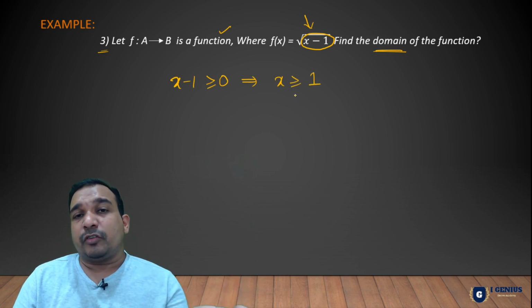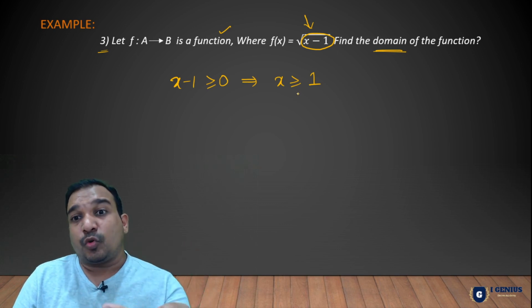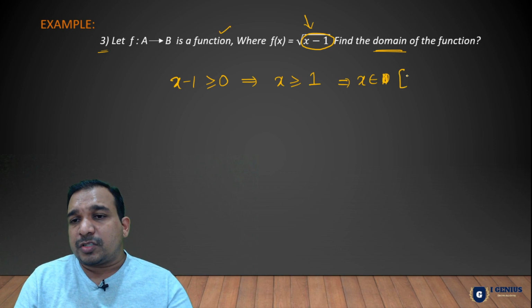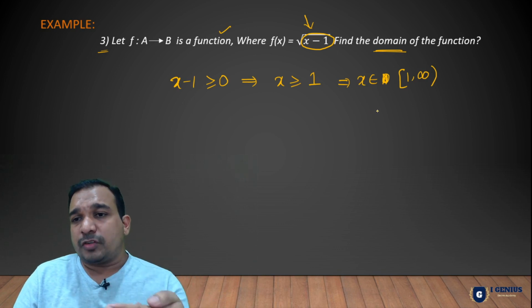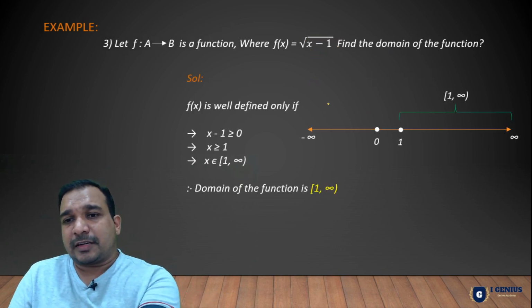X greater than or equal to 1 means what? X is from 1 to infinity. All the real numbers more than or equal to 1 means x belongs to all the real numbers, or you can write closed 1 comma infinity. All the real numbers from 1 to infinity. That's why closed 1, including 1, to infinity. That's it. This is the answer, guys.